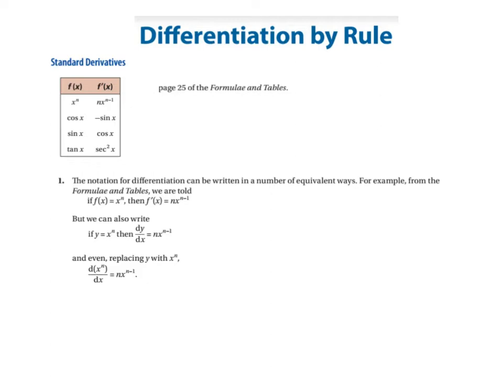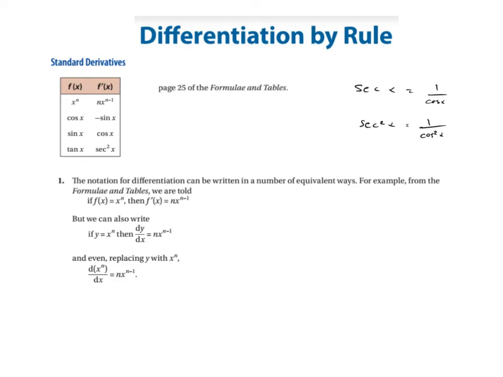So for example here we see f of x is equal to x to the power of n, and this is the derivative. Cos x differentiates to minus sine x, sine x differentiates to cos x, and tan x differentiates to sec squared x. Now sec x, if you can't remember, is equal to 1 over cos x. So sec squared x is equal to 1 over cos squared x.